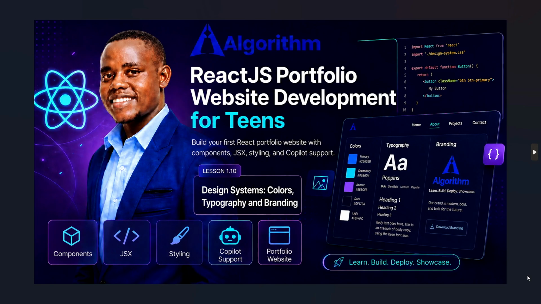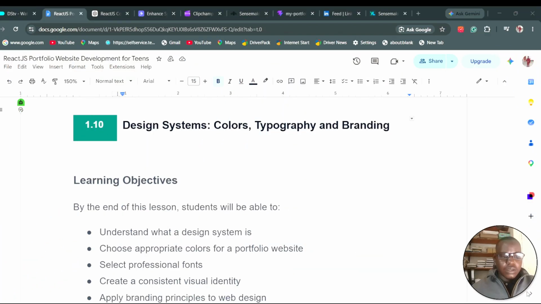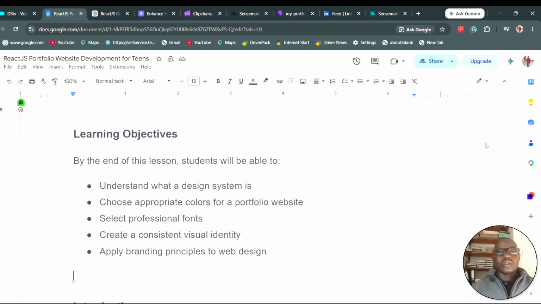Today we are on lesson 1.10, which speaks about design systems, colors, typography, and branding. When creating a portfolio, you need to create a brand which speaks for you, a brand which speaks to people about who you are. So you will need to know certain things.